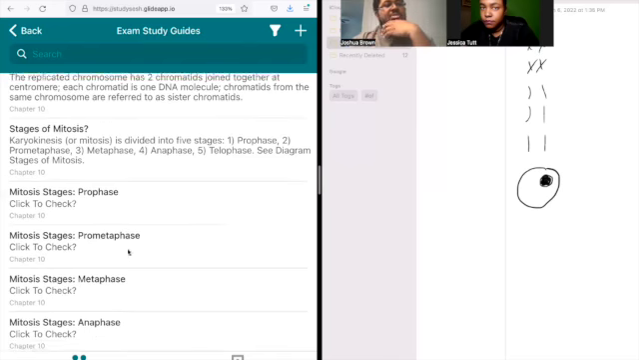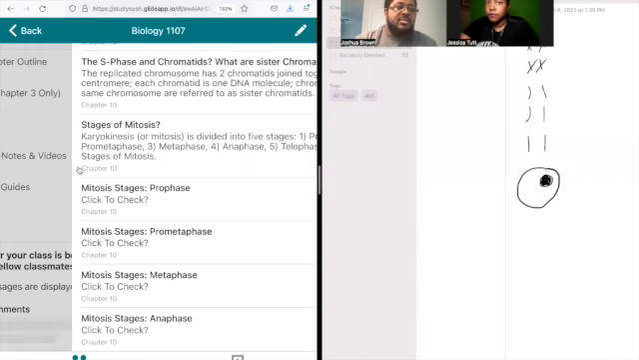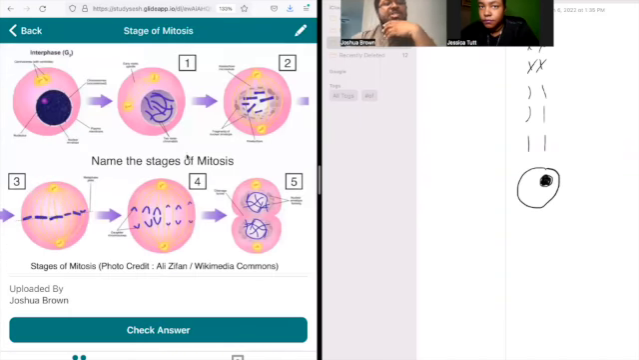Stages of mitosis. Okay, so we were talking about this last class. You have the prophase, which is when the spindles start to form. In fact, let's go ahead and look at a diagram. I like to see stuff. I don't know about you.